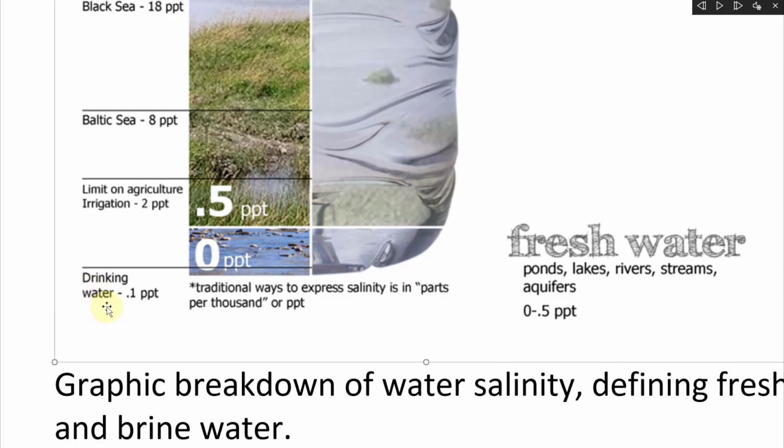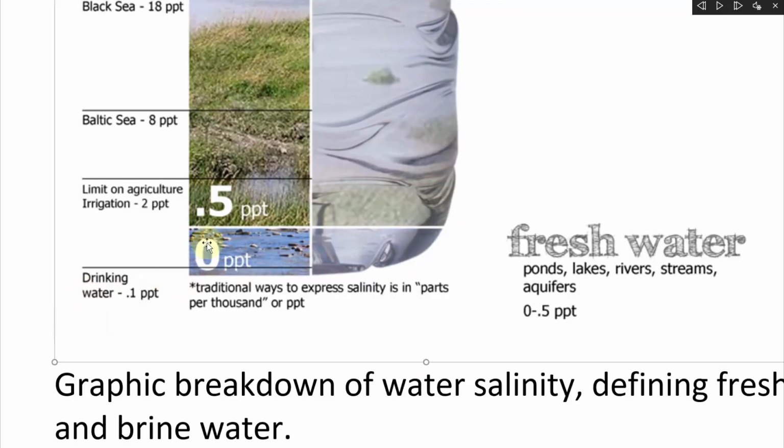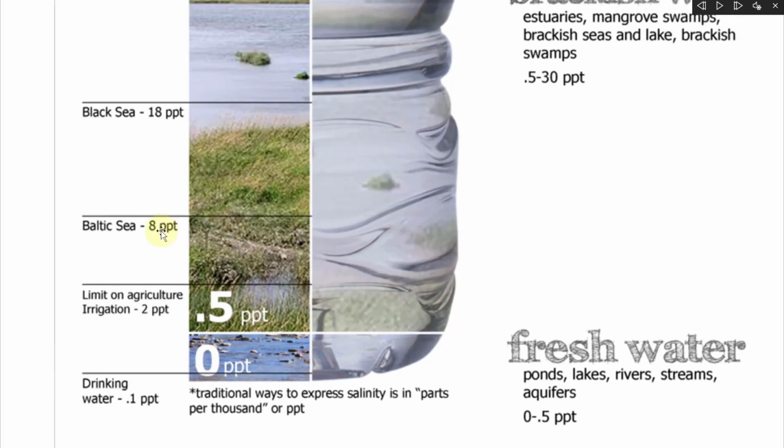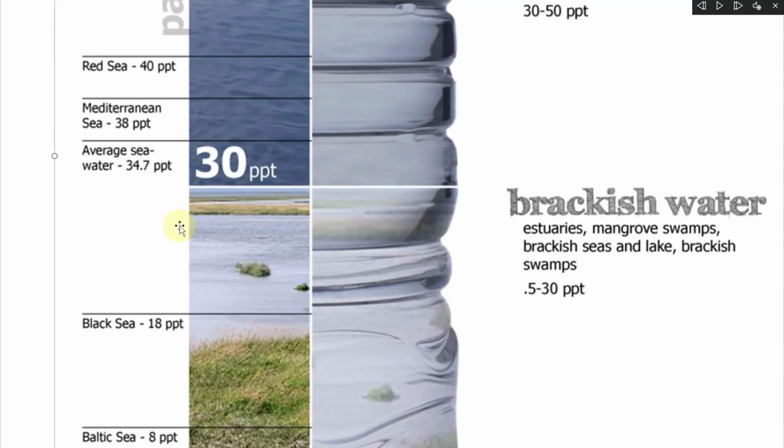Drinking water is 0.1 ppt, so you need to get very close to 0 for drinking water. And then the limit for agriculture, irrigation, or just providing water to and from agriculture, is 0.5 ppt. Then the Baltic Sea has 8 ppt. The Black Sea is 18 parts per thousand, so it has very high salt content.